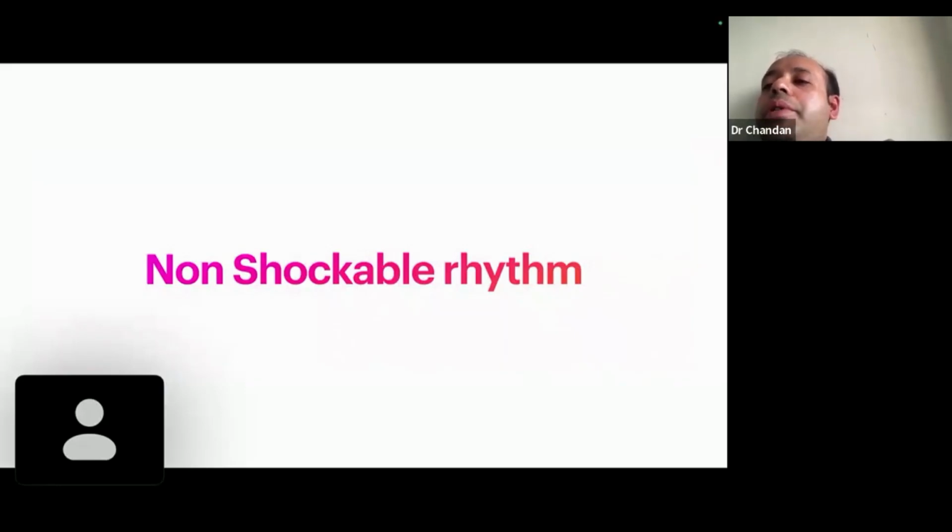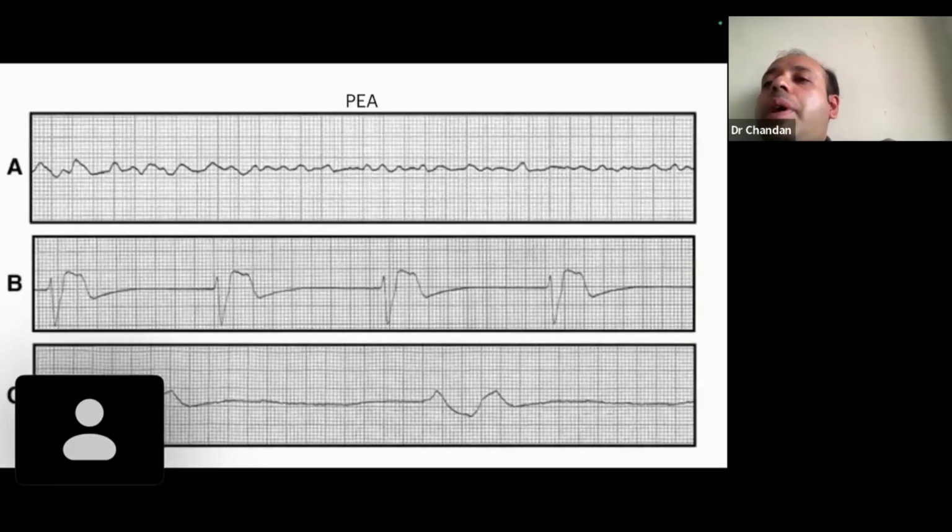Now, if we come to the non-shockable rhythms, the first one is pulseless electrical activity. In these cases, the cardiac muscle is actually irritable and shows some kind of undulating waves, but the heart is not actually contracting. So basically, you're not getting a pulse, although the electrical activity is there. Curve B is another form of PEA where you can see some depolarization going on, but the heart is unable to pump. In curve C also, some kind of activity is seen, but ultimately there is no pulse. So these are all pulseless electrical activities. These are non-shockable rhythms, and here you're supposed to give only CPR to the patient.